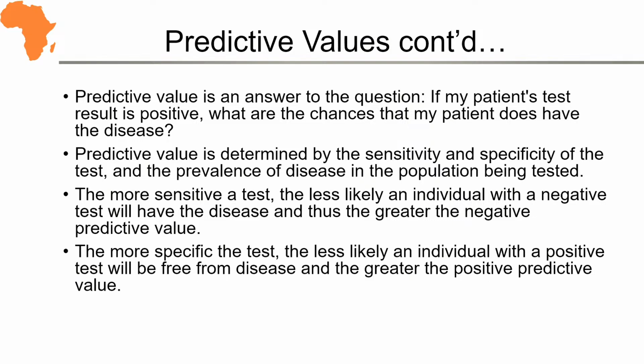The predictive value is the answer to the question, if my patient's test result is positive, what are the chances that my patient does have the disease? Predictive value is determined by sensitivity and specificity of the test and the prevalence of the disease in the population being tested. Have we demonstrated that?